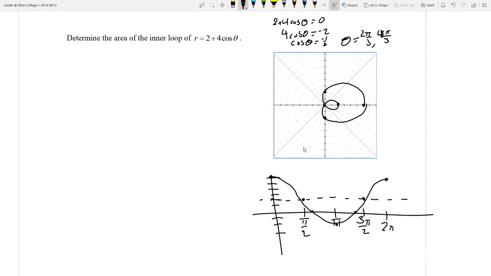So we're looking for just this little area in here. On our curve, that's the point where we've gone through the pole and we're just looking at this space right in here, starting from this spot, going to this spot. And this then determines our bounds for our integral. So we're looking from 2 pi thirds to 4 pi thirds.